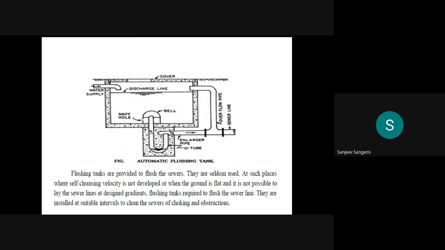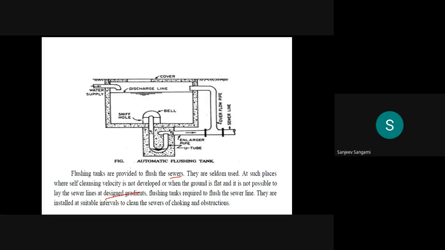Then the next one is the flushing tank. These flushing tanks are provided to flush the sewers. They are seldom used at such places where the self-cleansing velocity is not developed, or when the ground is flat, then it is not possible to lay a sewer line at a designed gradient. This is very important. Flushing tanks are required to flush the sewer lines. So of course, these kinds of constructions are very important.